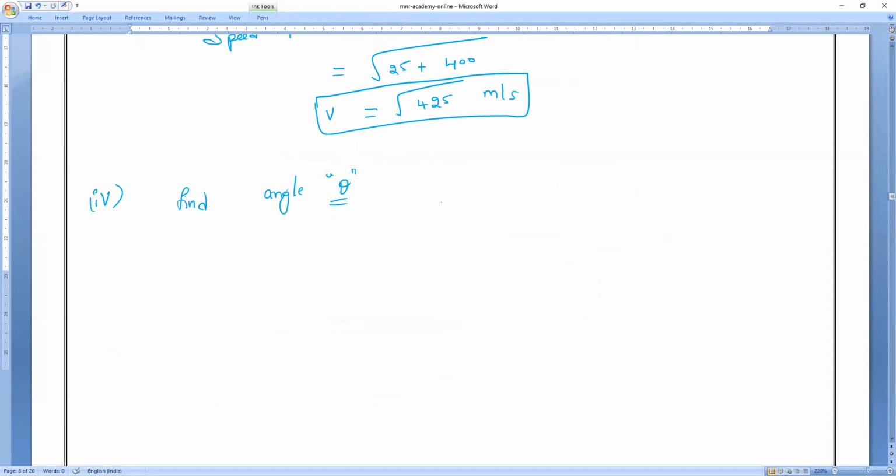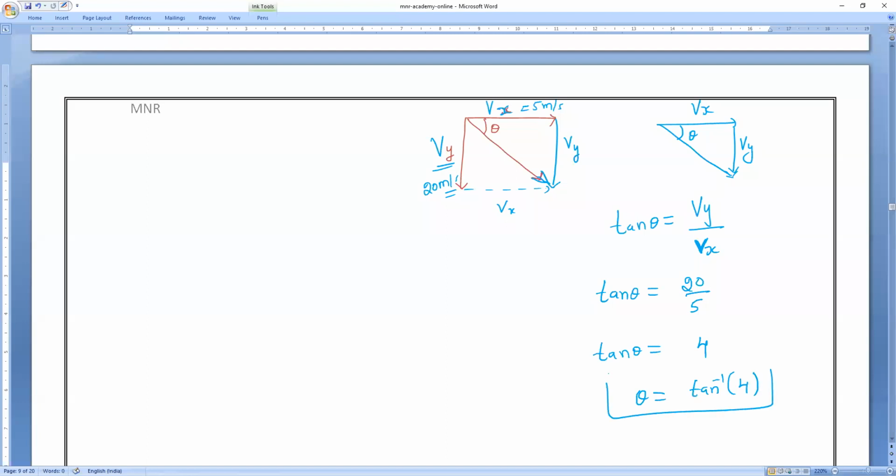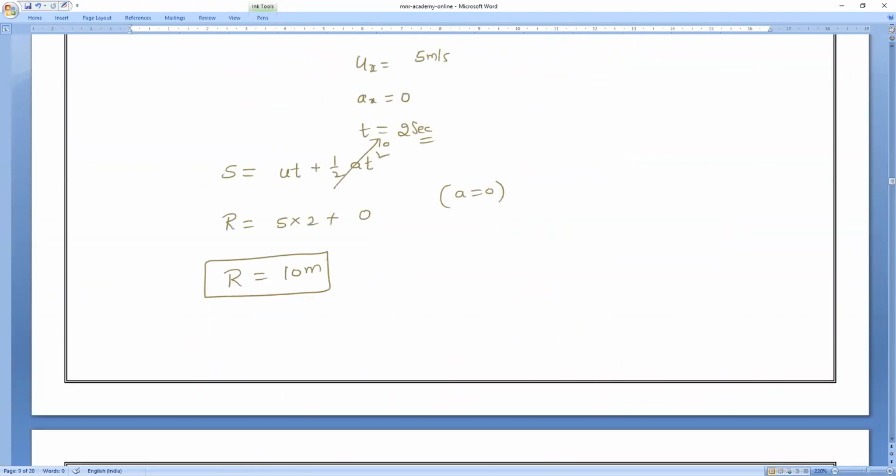Let us see now. Find the angle theta. Tan theta is equal to Vy value 20 and Vx value 4, so tan theta is equal to 4. And theta is equal to tan inverse of 4. That is the answer. Do you all understand how to find it? Clear? So that is what you have to remember.